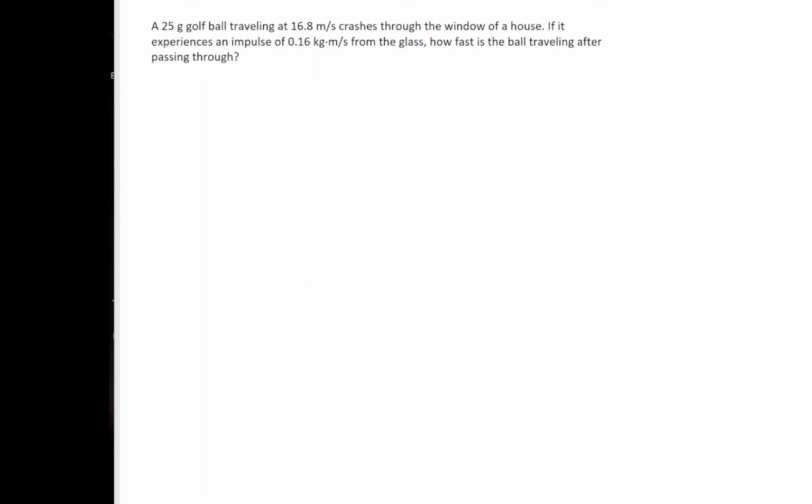Here we have a problem where the golf ball is passing through a window of glass. The glass clearly is going to break and slow the ball down. So we see a change in momentum of the ball as it passes through the glass. I'm going to start by drawing a picture.